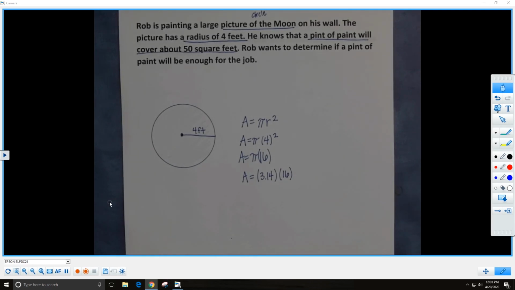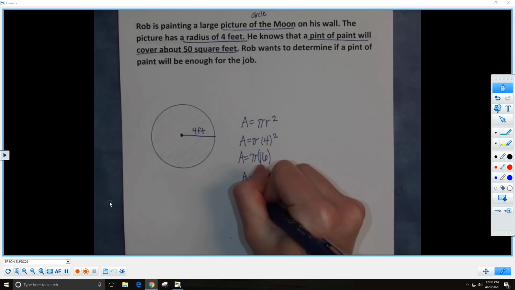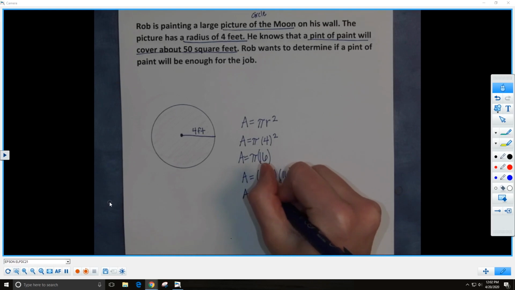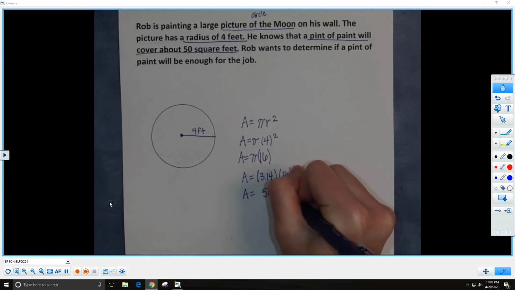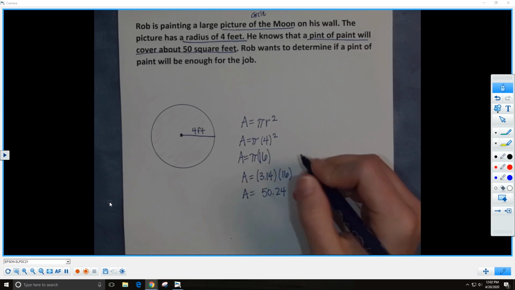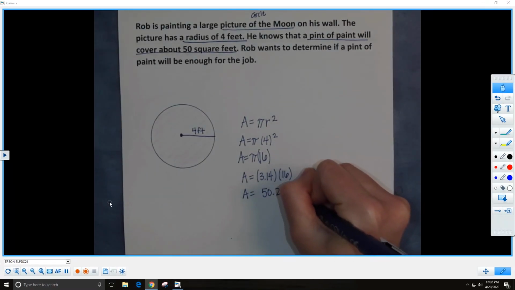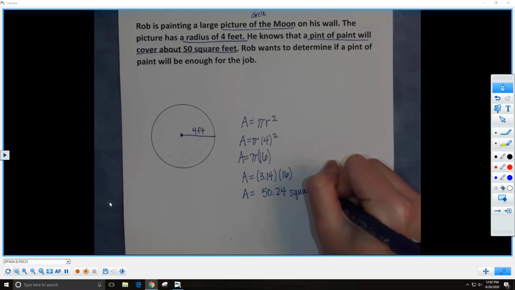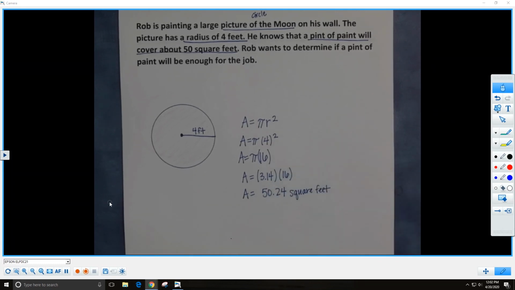Okay, so what's our last step here to find the area? Right, we're going to multiply those two numbers together. If you have your calculator, you can go ahead and do that now. Multiplying 3.14 times 16, you should get 50.24. So the area of the picture is about 50.24 square feet.